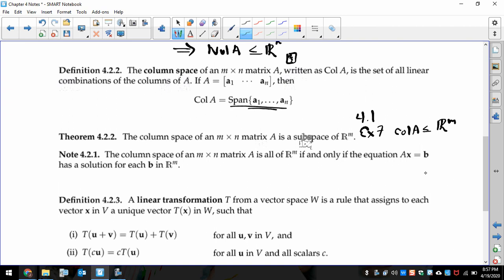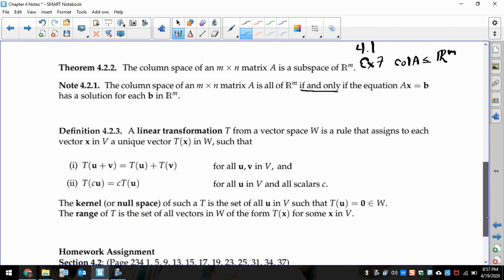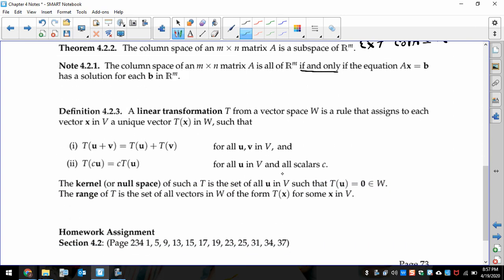Okay, so let's see. What's this next note say? The column space of an m by n matrix is all of Rm if and only if the equation Ax equals b has a solution for each b in Rm. So this is equivalent to saying that the span of the columns is all of Rm, which is pretty trivial since the column space is the span of the columns.